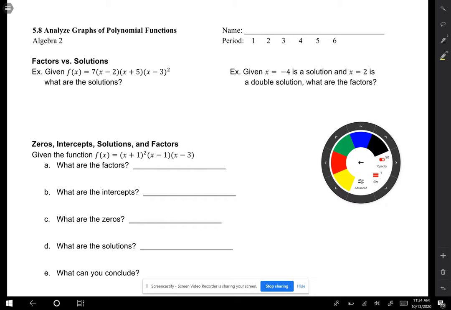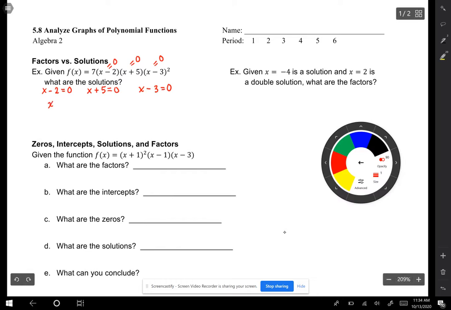In this first example, given f of x equals 7 times (x minus 2) times (x plus 5) times (x minus 3) to the second power, you're asked what are the solutions? Well, if you remember from the previous sections, to find the solutions, you take everything that's in the parentheses and you set it equal to 0. And so that would be x minus 2 equals 0, x plus 5 equals 0, and x minus 3 equals 0. Don't worry about the second power.